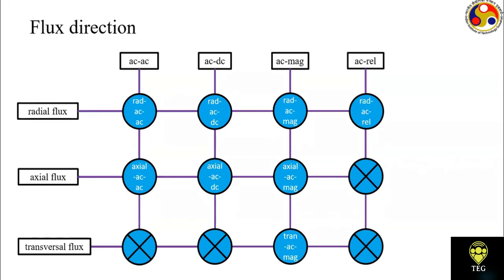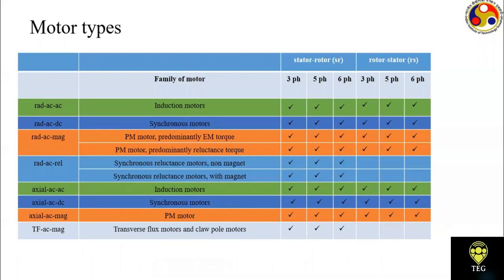Okay, you cannot have two magnetic fields created by currents. One of them has to be via magnet. So this is the classification that we have on the screen based on the flux direction. In the previous slide we saw the classification of the machines based on the type of excitations, and here we have the classification of the machines based on the direction of the magnetic field.